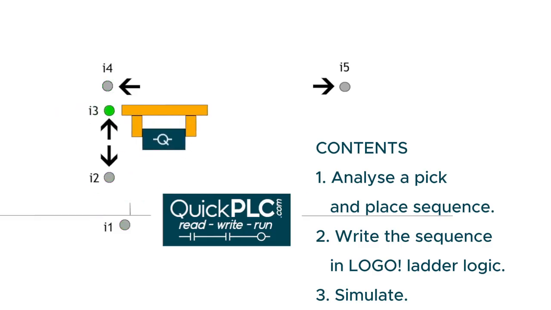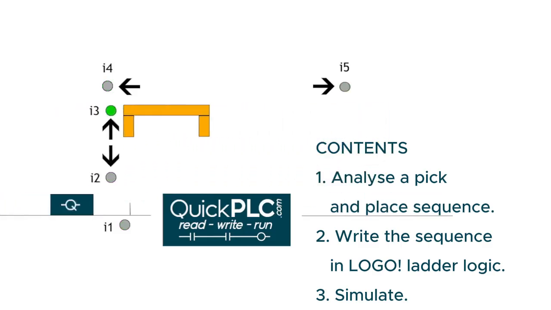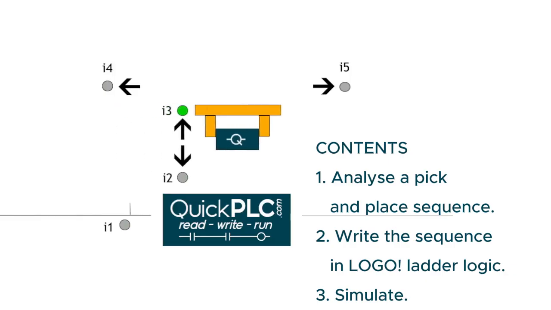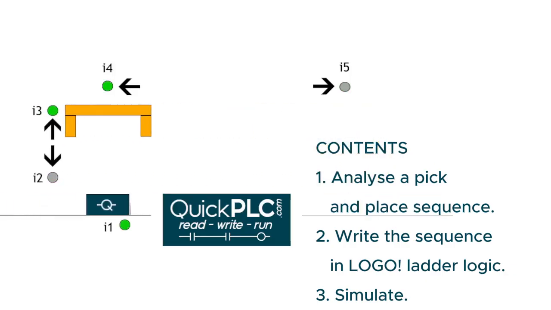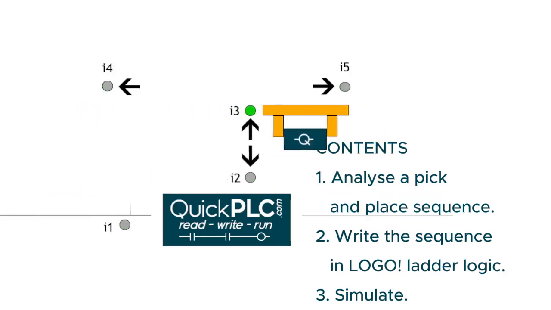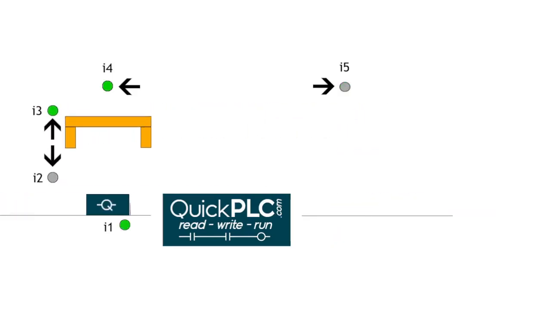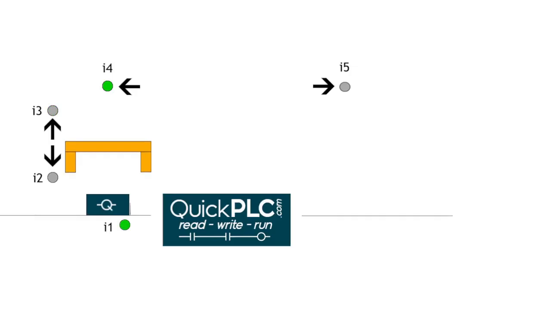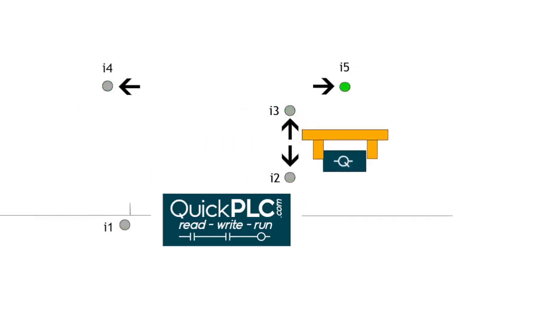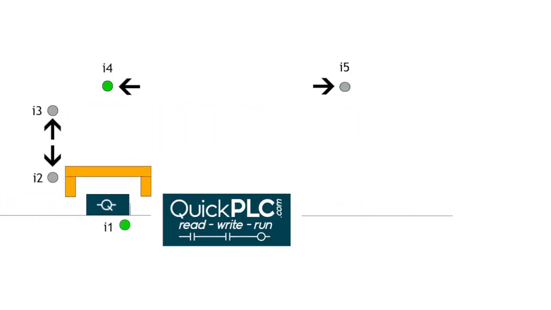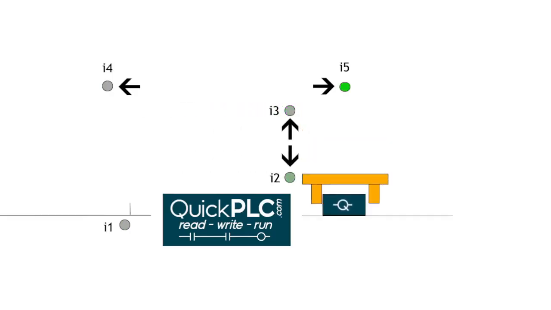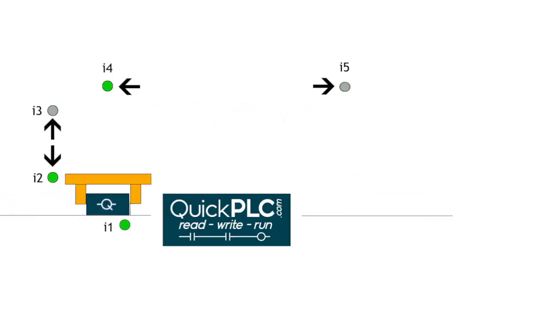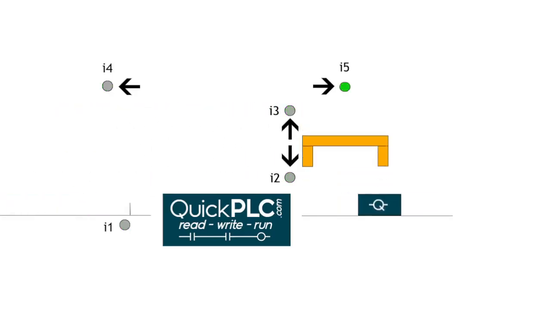In this video tutorial, we're going to analyze a pick and place sequence. We're going to write the sequence in Siemens LOGO ladder logic, and we're going to simulate. The machine has three actuators: a vertical, a horizontal, and the grippers. And there are prox switches on the vertical and horizontal actuators, but none on the grippers.